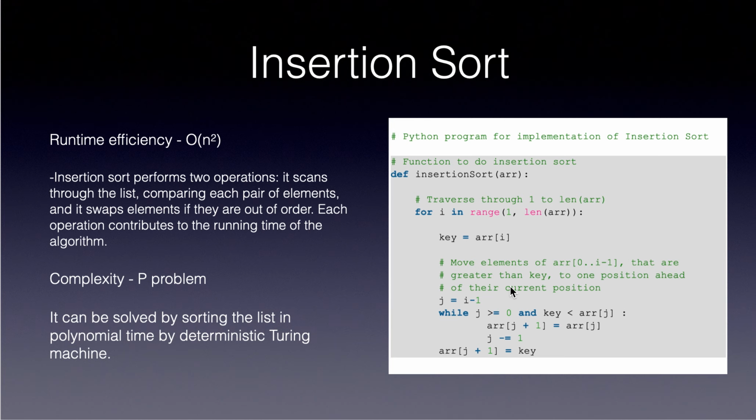So it uses two loops to go through these operations, and hence the runtime efficiency is big O of n squared, and it's a P problem. A problem is assigned to be P class if there exists at least one algorithm to solve that problem such that it can be solved in polynomial time.